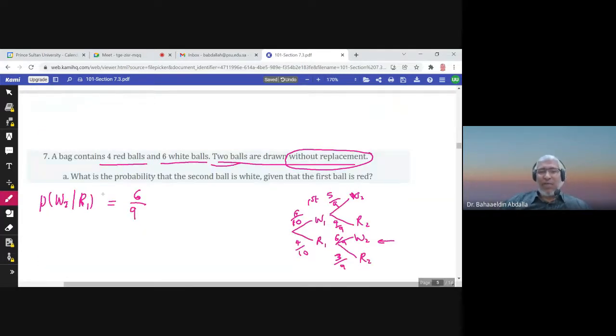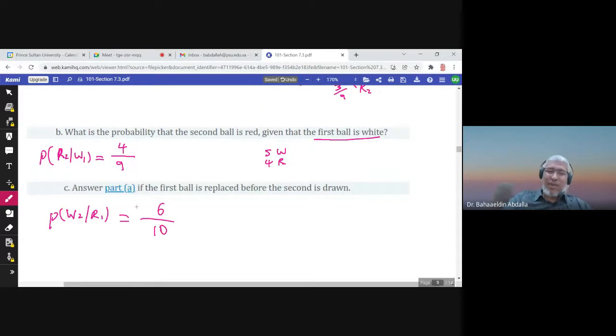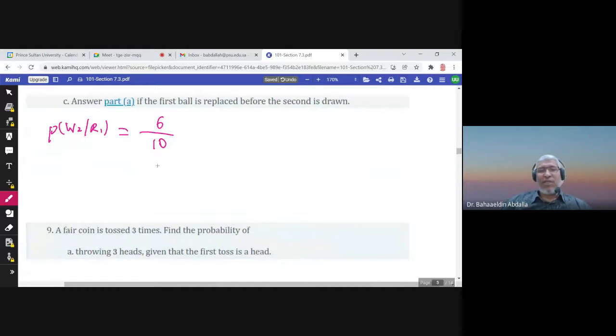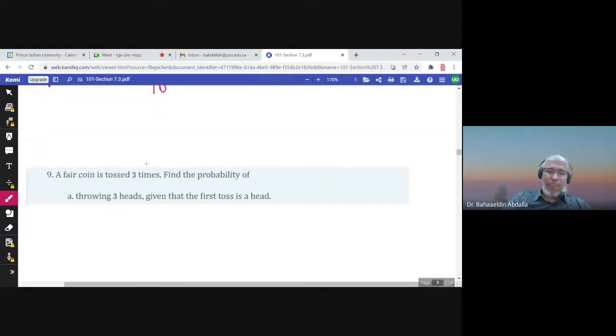But here we selected a red ball, and we did not put it back. So we had 9 balls, 6 of them are white. But now we have 10 balls, 6 of them are white.